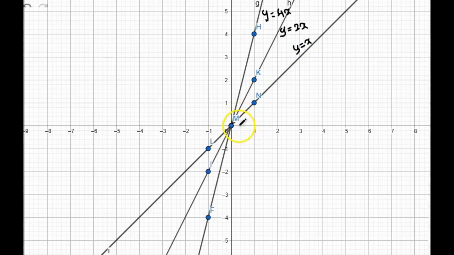If you have seen, all these 3 lines are passing through the origin only. Why are all passing through the origin? Because all these 3 lines have the b value as 0. Whenever you don't have the b value, that means it is equal to 0, the line will pass through the origin only. So this is how we need to do the graph for this problem. Hope you understood. Thank you.